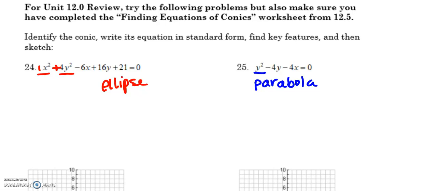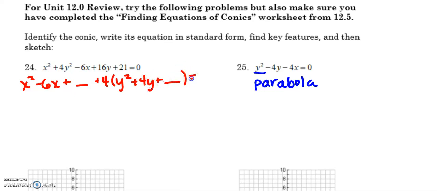All right, in our previous video, we had already established that this first conic section in number 24 was going to be an ellipse. I'm going to get rid of that. In order to better see what's going on with the ellipse, I'm going to complete the square. So x squared minus 6x plus blank plus 4, y squared plus 4y plus blank equals negative 21.